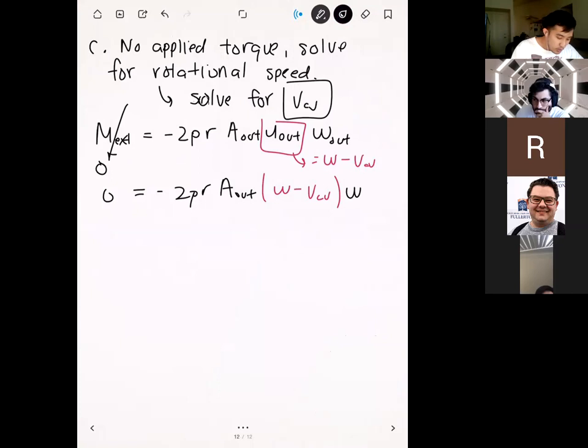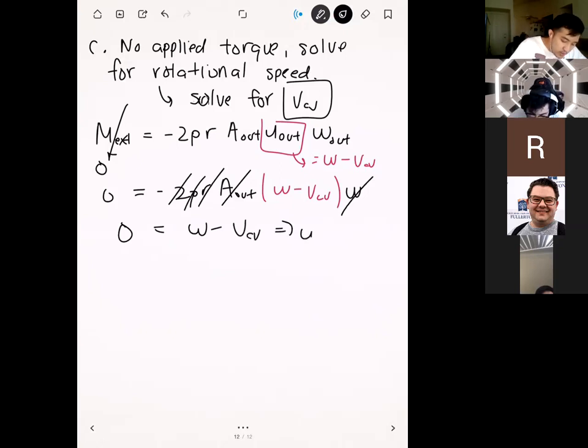So let's go ahead and solve for this. Since we have the 0 on the left-hand side, we can divide by all the constant terms there. And so we have 0 is equal to W minus VCV. And so we have W is equal to VCV. And so VCV in this case is going to equal W, which is equal to 16.67 meters per second.